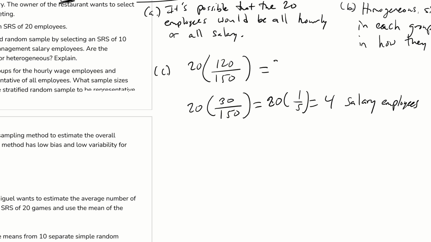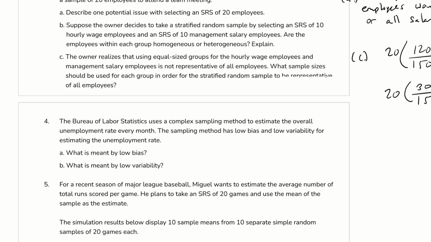And then here, this is 4/5. Okay, so 4/5, that's going to be 16 employees. So 16 hourly employees. This ensures equal representation among both groups. All right, so that's number 3.